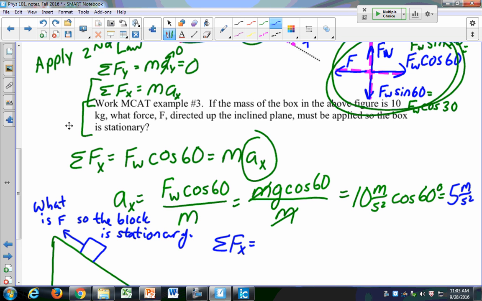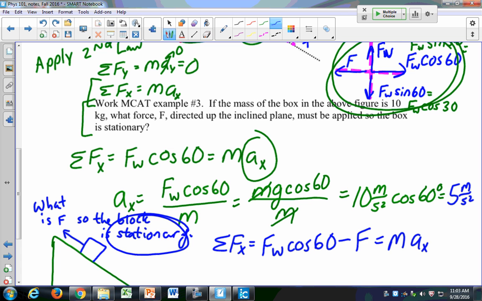The second one's going to be positive because look, it's positive x right here. This is negative x. Remember, if you're looking at the inclined plane though, it gets a little hinky because it looks like this is positive because it's pointed up the inclined plane. So don't fall for that trap. This one is going to be positive. F is going to be negative. So I'll have FW cosine 60 minus F. And now we want to think, what is it going to equal to? I'm going to go ahead and write MAX. But if I'm looking at something that's stationary, then AX is going to be, what do you think? 0. It's called a statics problem where AX is equal to 0.